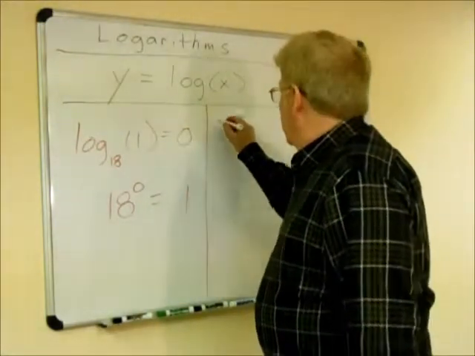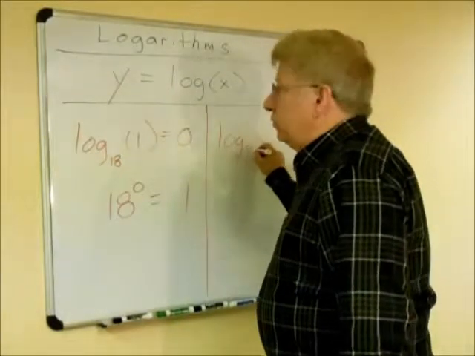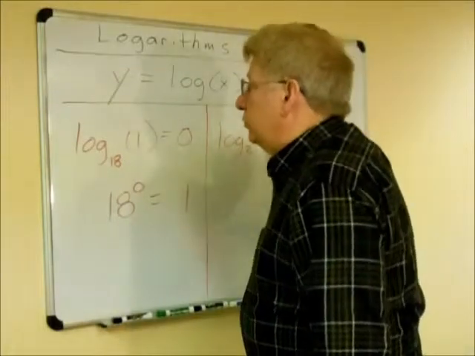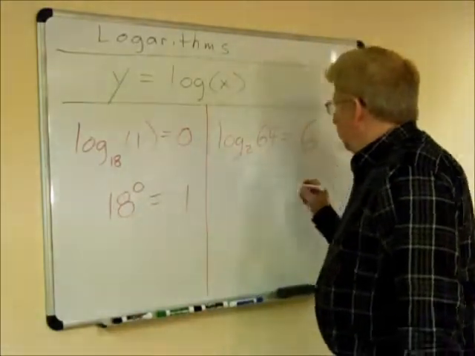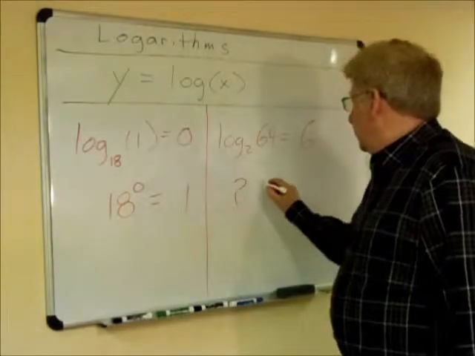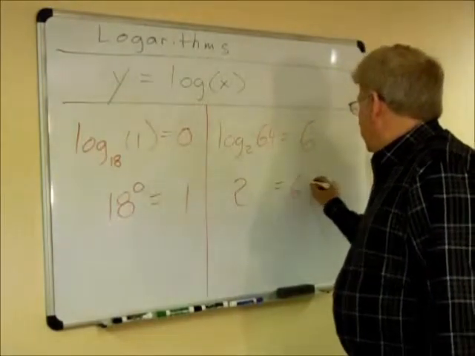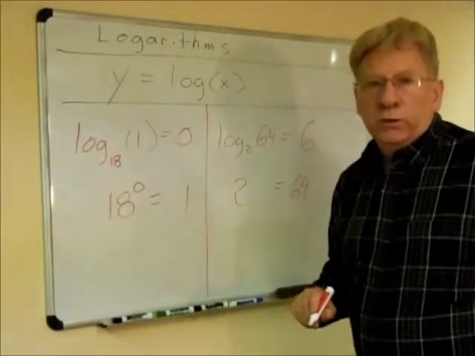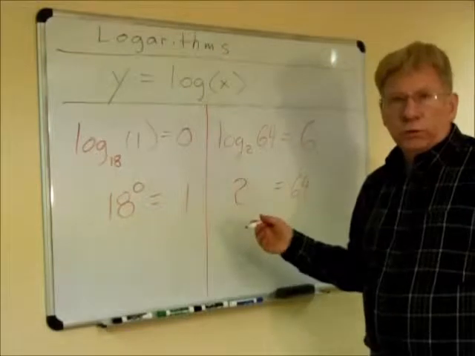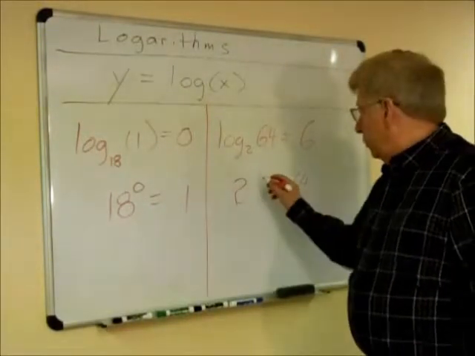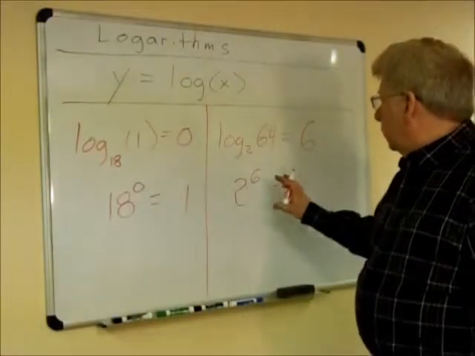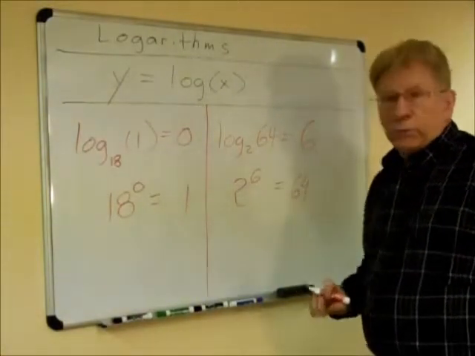Alright, last one. Log to the base 2 of 64 is equal to 6. We want to rewrite that in exponential form. So the base 2 to the something is going to equal 64. Well, let's see. 2 to the 5th is 32. 32 times 2 is 64. So it's 2 to the 6th is equal to 64. So that's another way to write that equation in exponential form.